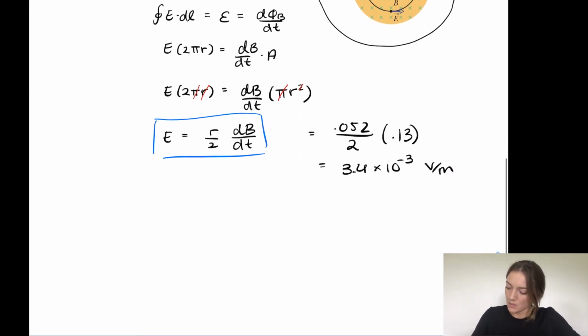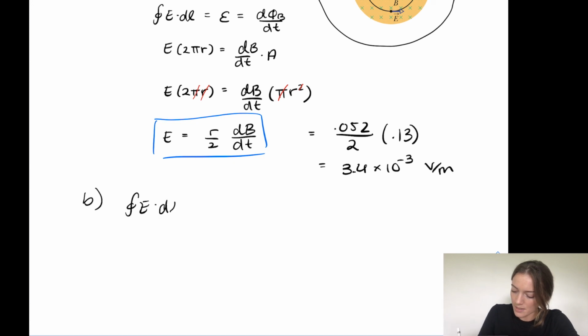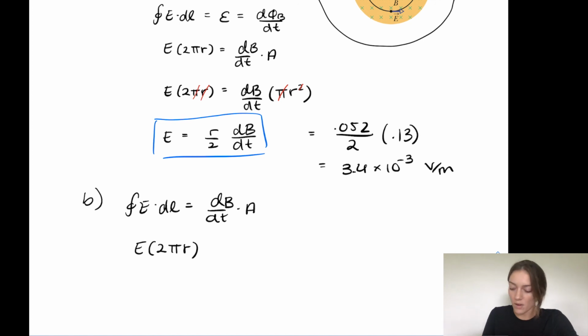So now what we would do, the same setup. We have E dot dl is equal to d dt of the magnetic field times the area. So E dot dl is going to be exactly the same. We're going to have E times 2 pi r. And then our dB dt, that's the same thing. It's just that 0.13 Tesla per second.